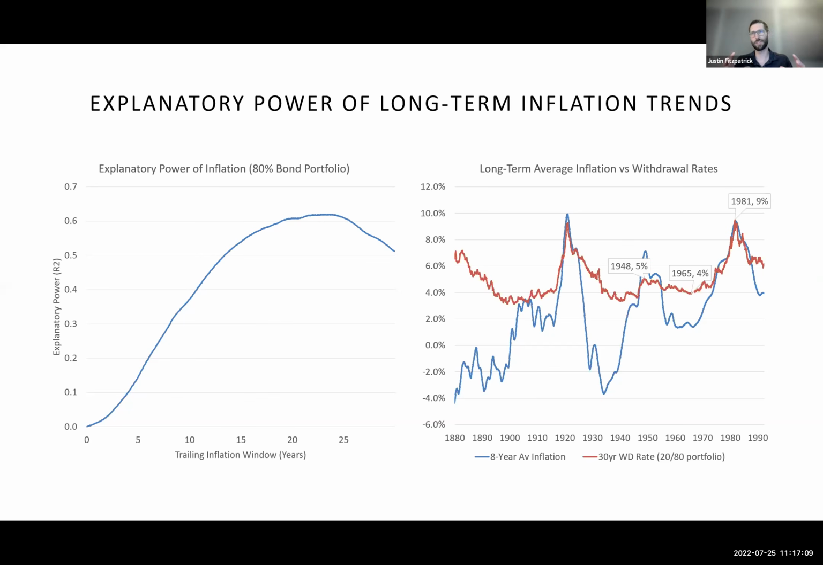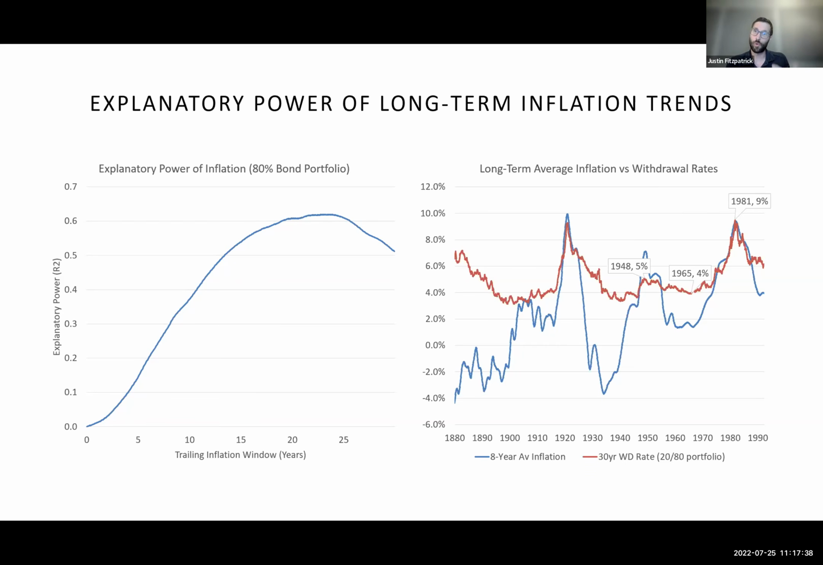However, if we look at longer windows of average inflation, so what's the trend in inflation? We do actually get, once you get above 8, 10, 15, even 20 years, some reasonable connections between that longer term pattern of inflation with what sorts of withdrawals might be possible going forward. And the connection here is a positive correlation. So it's not inverse like the other two were.